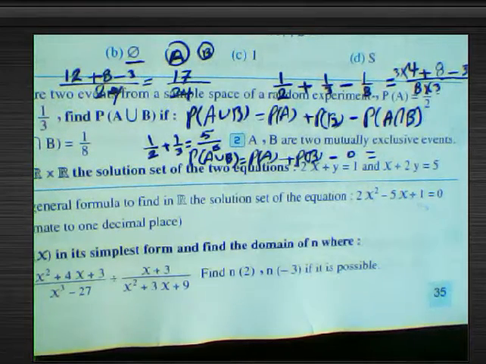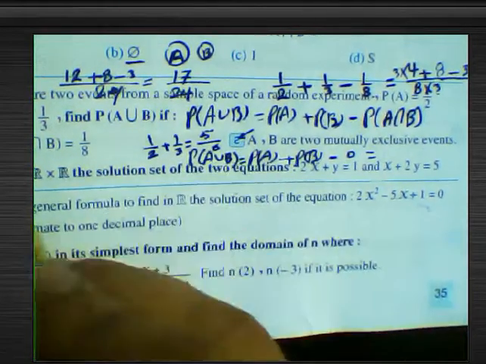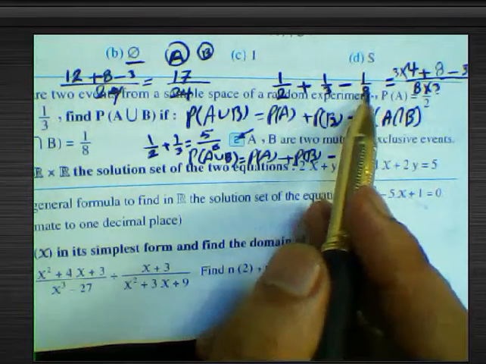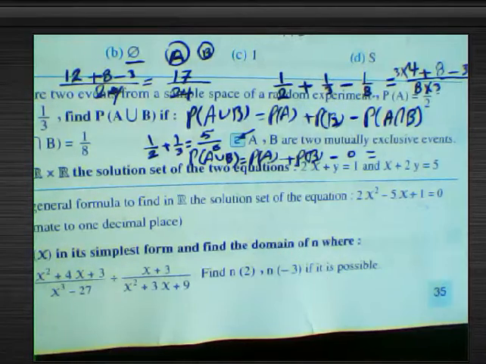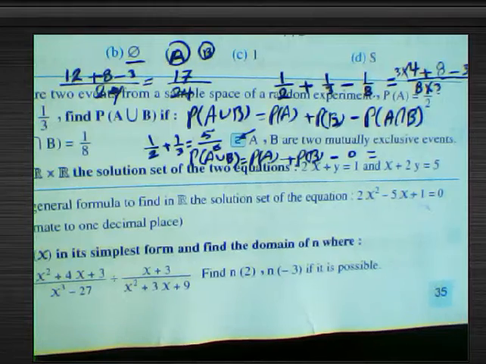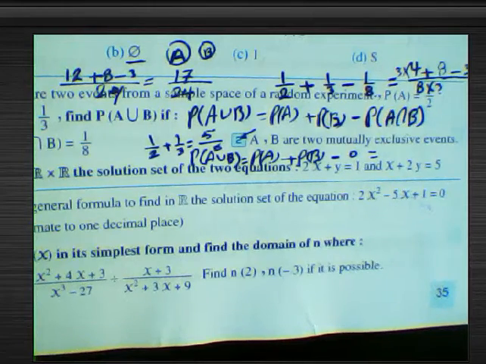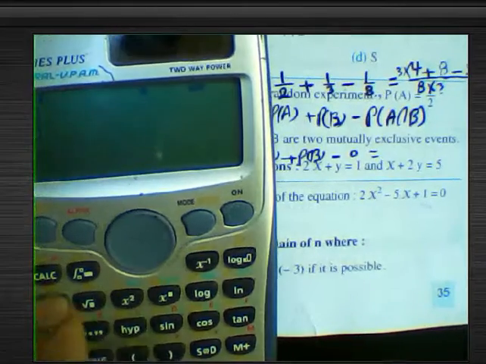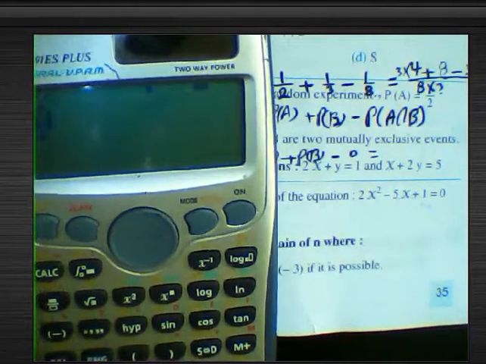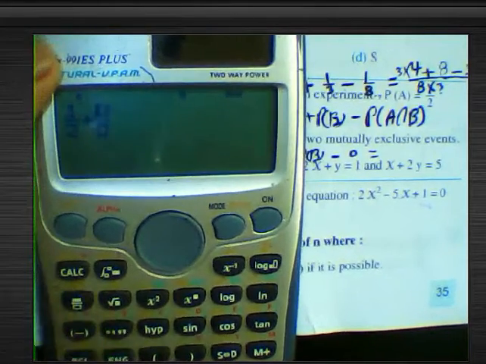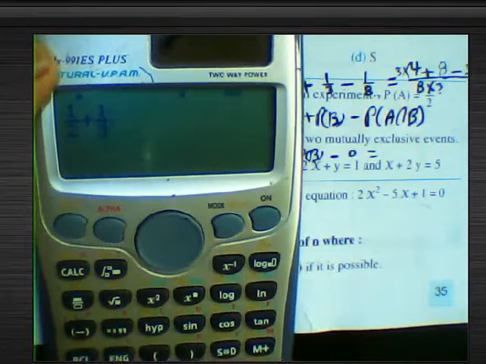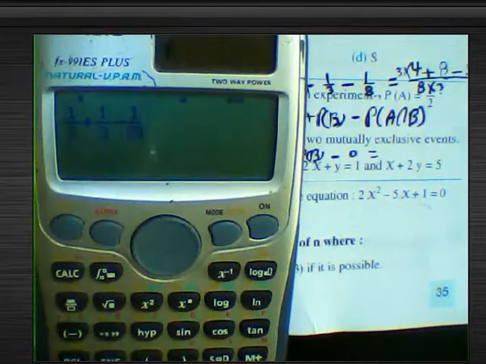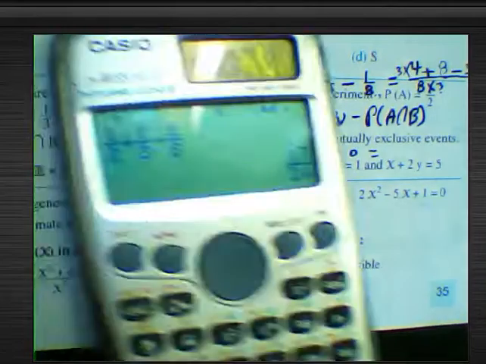So the result will be 5 over 6 for question number 2, and for question number 1, the result will be 17 over 24. Half plus a third subtract 1 over 8. You can use a calculator to find the result. Here, half plus a third subtract 1 over 8. So it will be 17 over 24. Okay.